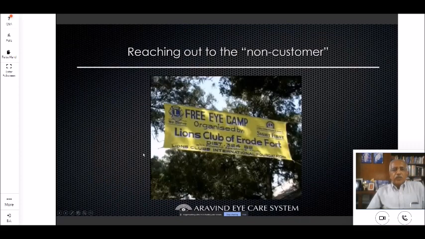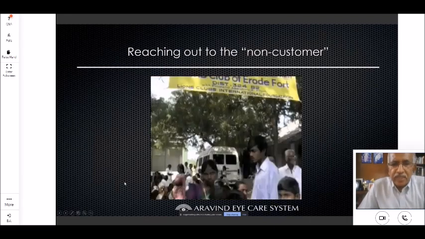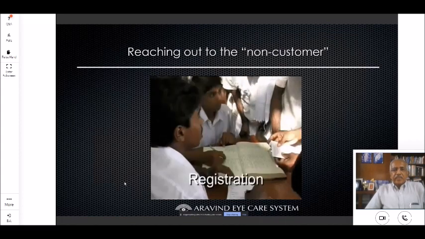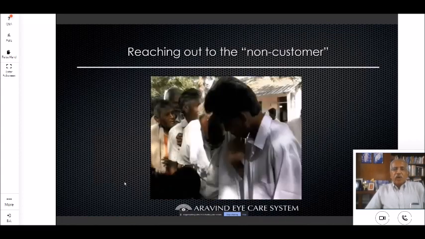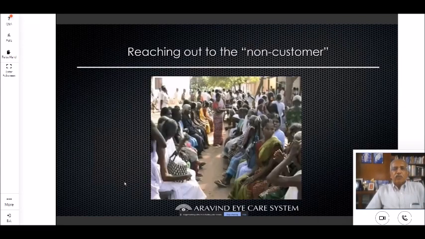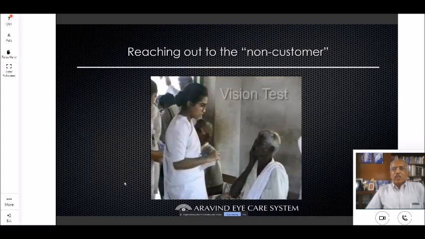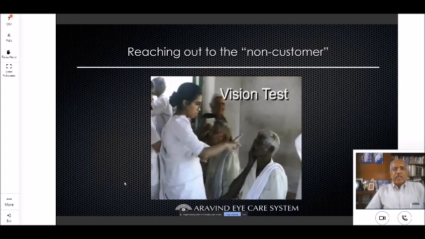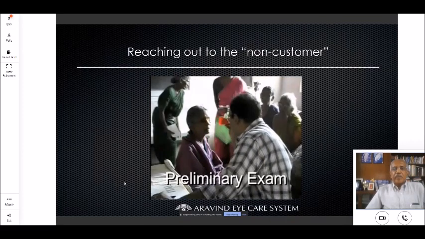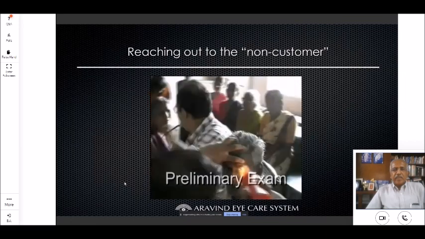So our approach to reaching out to them was through eye camps, and I'm just going to play a video which may or may not come out well given the bandwidth challenges. All these camps, like read out in the introduction, are organized by community organizations. And this was by a Lions Club, who take care of mobilizing the community, with a lot of volunteers to manage the crowd. And we bring in our team of staff. A lot of these young women are from villages, trained by us.